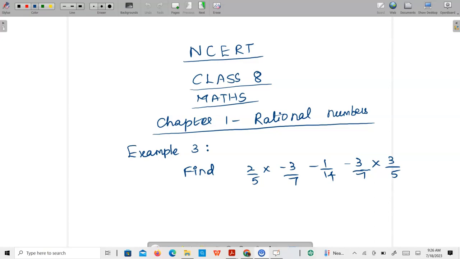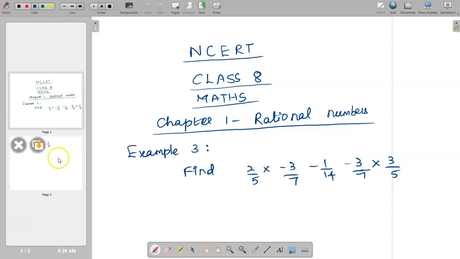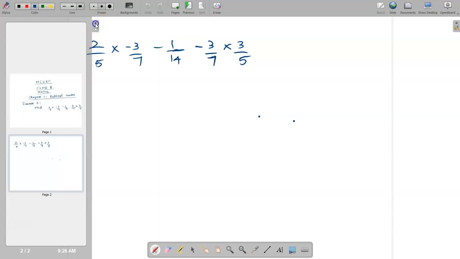Today we are going to see example 3. The given problem is: find 2/5 × (−3/7) − 1/14 − 3/7 × 3/5. So how to solve this problem?